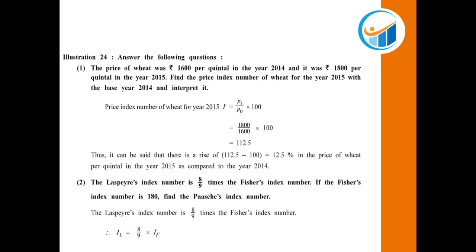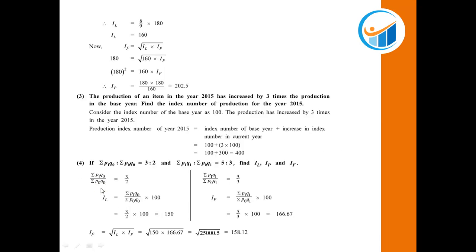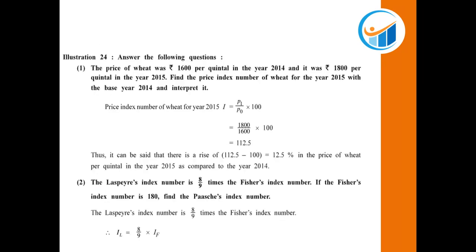Now illustration 24, sum number 2, I will explain to you. Here you have to apply a little bit of maths, and in the question it is given like this. I will explain one by one what is given. The last pair's index number is 8 upon 9 times the Fisher's index number. They mention the Laspeyres index number is 8 upon 9 times the Fisher's index number. So we can say IL equals 8 upon 9 into the index number of Fisher. The index number of Fisher is denoted as IF.